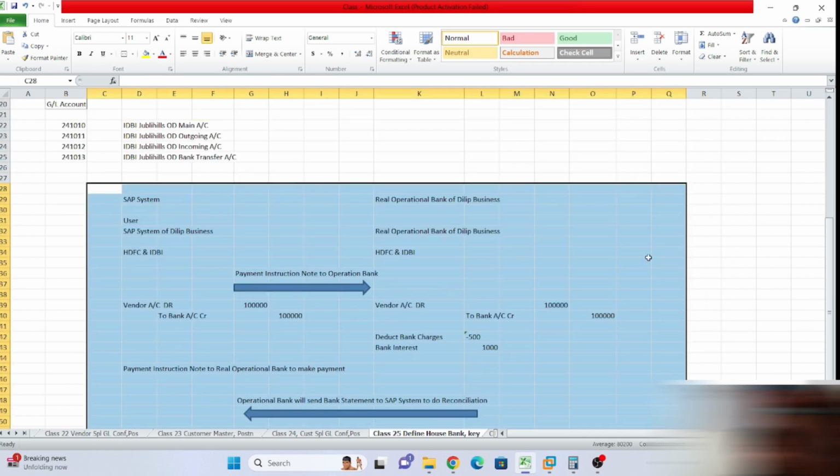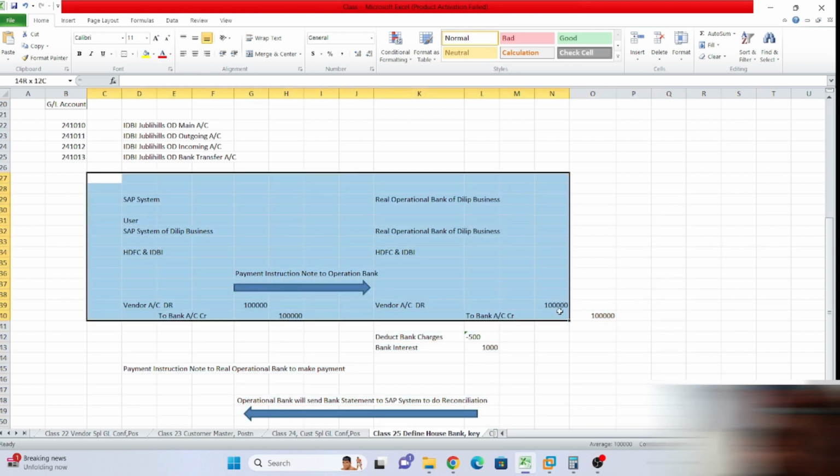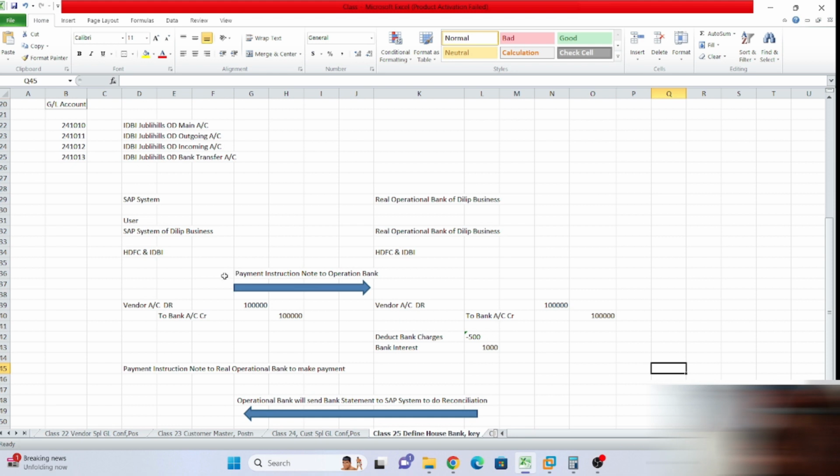I am giving you only a brief idea right now, but this is how it happens. The payment instruction note is called DME in SAP, DMEE, Data Medium Exchange, and they will send this bank statement. EBS, electronic bank statement, is actually used very much nowadays. Manual bank statement means we manually upload the bank statement, but generally the electronic bank statement is used. What is DME? DME is a payment instruction note, Data Medium Exchange.